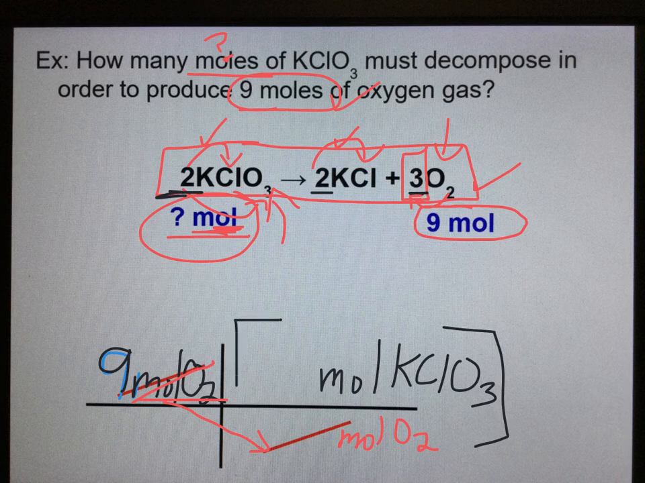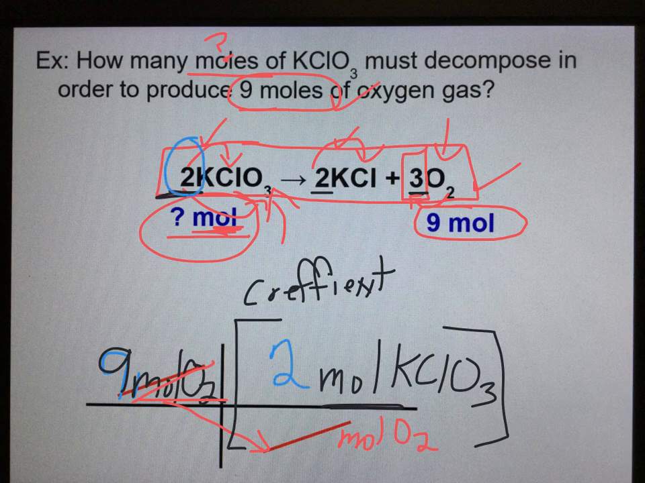But anytime I have mole to mole on that conversion factor, this mole to mole right here comes from your coefficients in your equation. All right, so for the KClO3, my coefficient is 2. And for O2, my coefficient is 3. This allows you to cancel out the moles of O2, so your answer is going to be in moles of KClO3, which is what you're looking for.